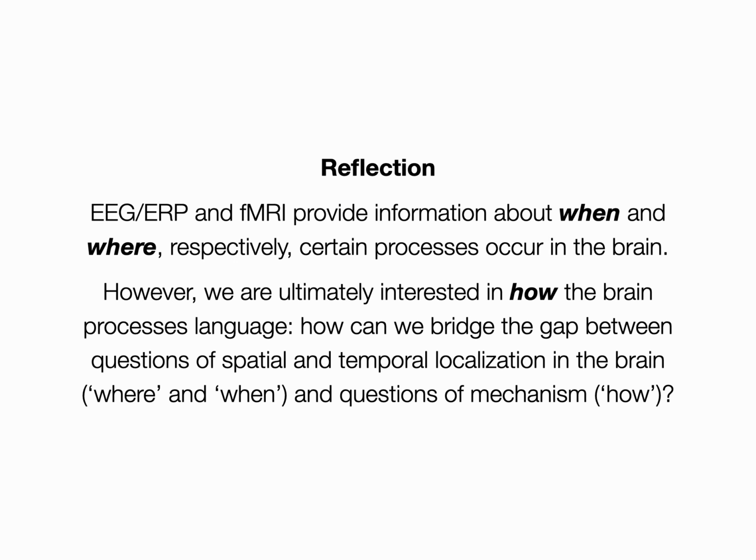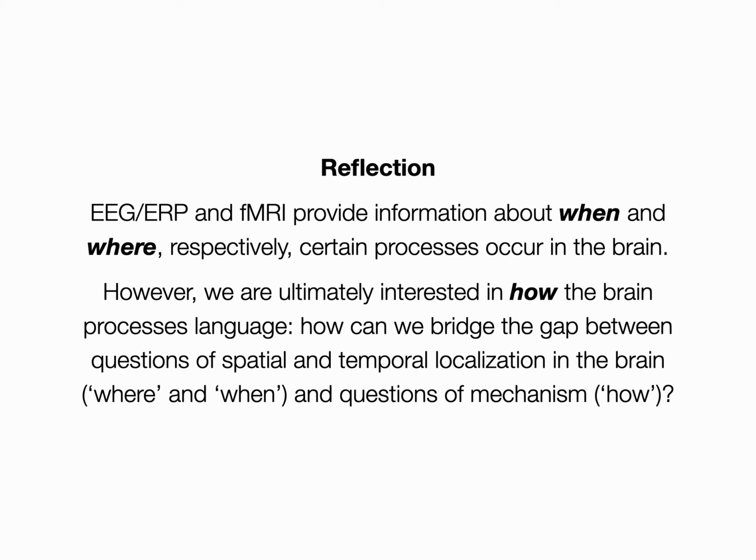Here is another task for you. EEG, ERPs, and fMRI can provide us with reliable information about when and where, respectively, certain processes occur in the brain. But we are actually interested in how the brain processes language. So an important question is how we can bridge the gap between questions of spatial and temporal localization in the brain to questions of mechanism, of how the brain processes language. I want you to reflect about how we can do that and how spatial and temporal data can provide a basis for answering questions of mechanism.